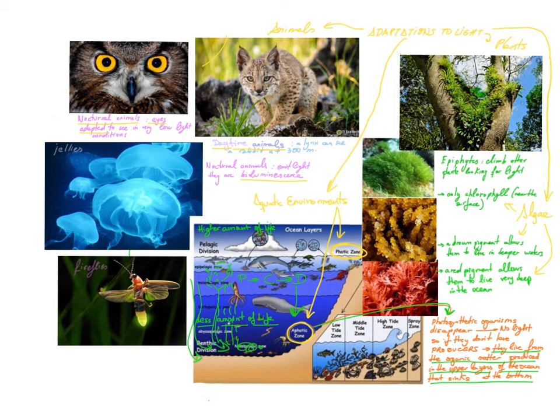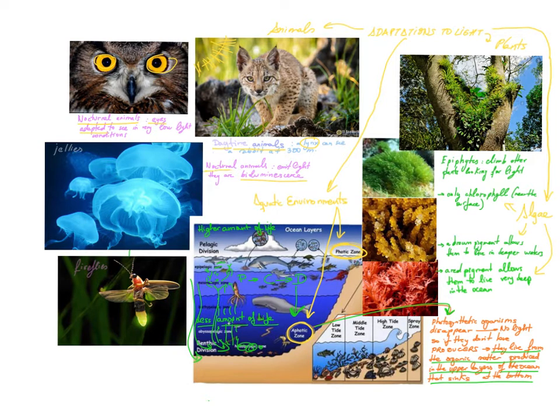Daytime animals have eyes adapted to see with a lot of light. A lynx, for example, can see a rabbit at 300 meters. Nocturnal animals, on the other hand, have eyes adapted to see in very low light conditions. For example, the owl. The owl is the bird with the most developed night vision.